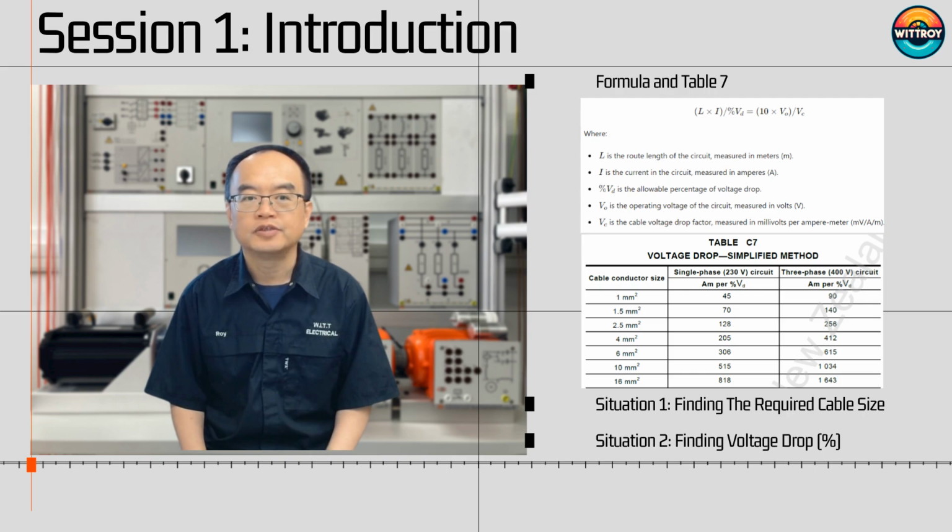Okay, now we look at Table C7, where the conditions of route length, L, and circuit current, I, are known. Table C7 can be used to determine: 1. The required cable size for a specified percentage voltage drop in the circuit. 2. The percentage voltage drop that a particular cable will provide. Let's go through the detailed steps for each situation.